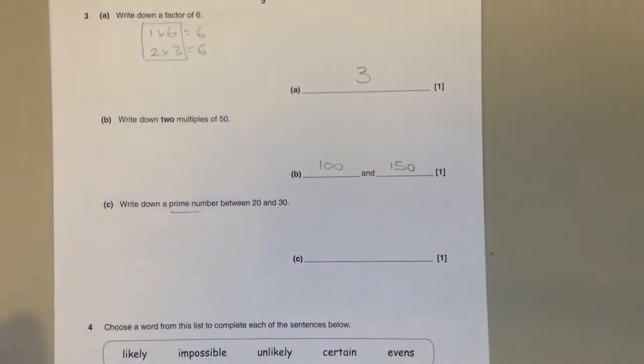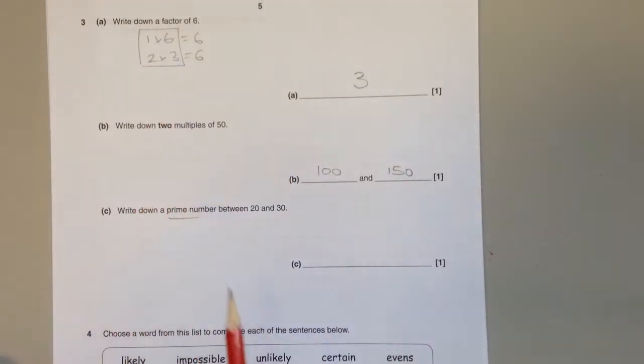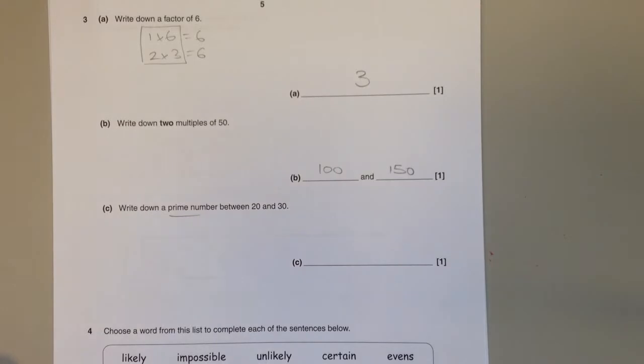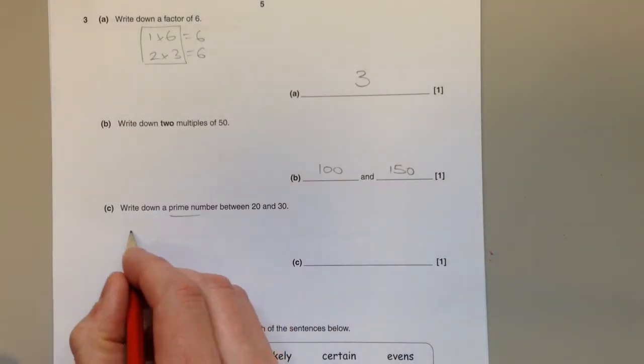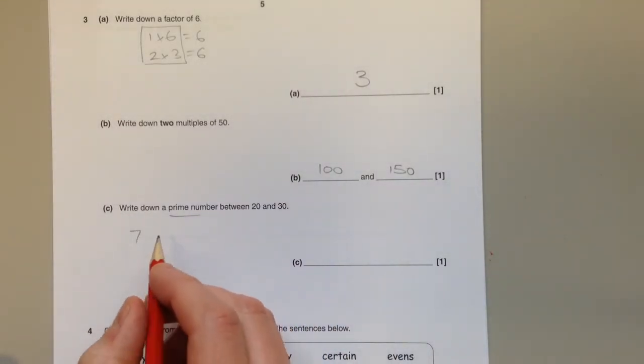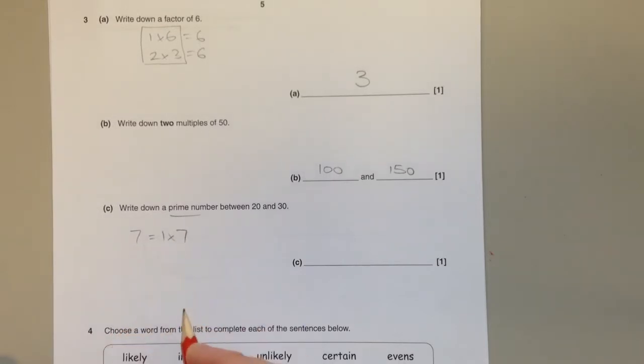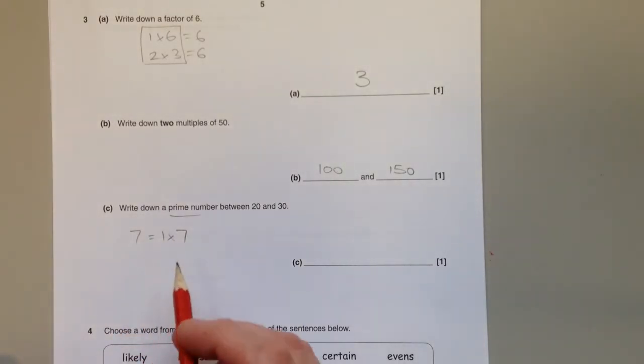Prime numbers. One way of describing prime numbers is numbers that only divide by 1 and themselves, but that can be quite tricky if you're not so good at division. Another way of thinking about it is prime numbers are numbers that have exactly 2 factors, and then that links back in with question 3 part A. So for example, 7, the only times table sum with 7 as the answer is 1 times 7. 7 has exactly 2 factors, therefore it's prime.